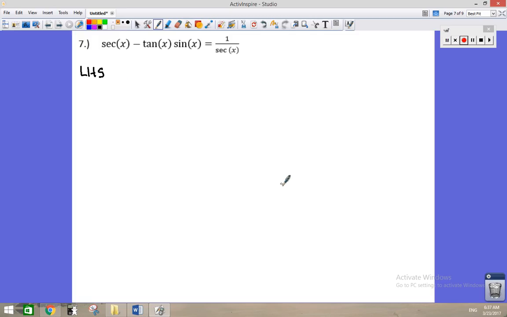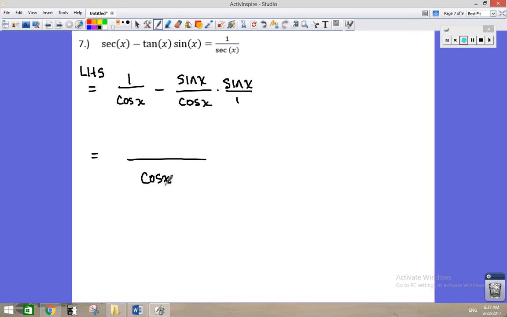So one of the rules of thumb too is to write everything in terms of sines and cosines. The secant of x is 1 over the cosine of x. The tangent of x is sine of x over cosine of x. And then I've got times this sine of x, don't forget that sine of x, and I'll just put that over 1. Well, hey, this is kind of nice. We already have a common denominator. So in the numerator, we can do this operation of subtraction.